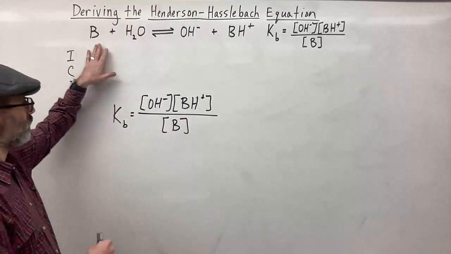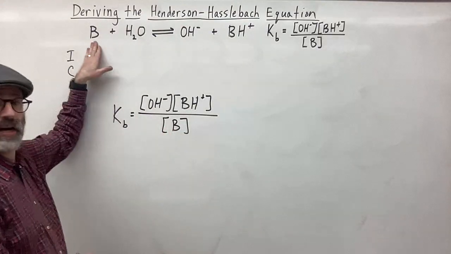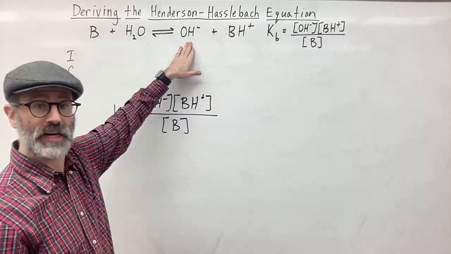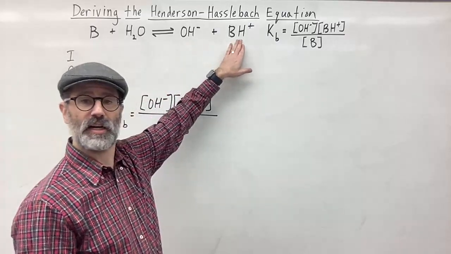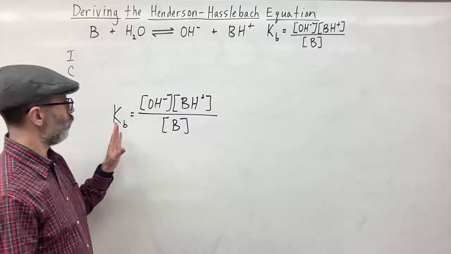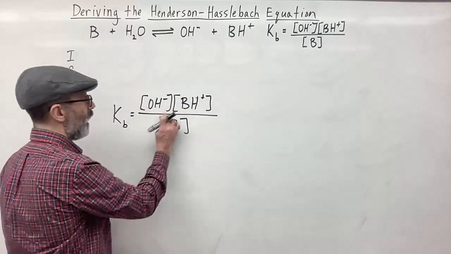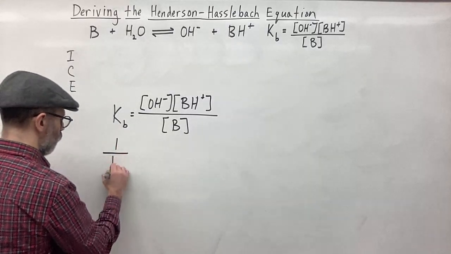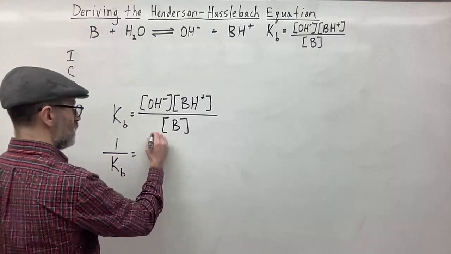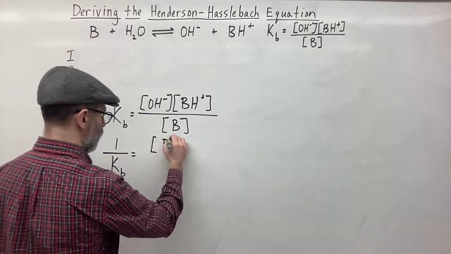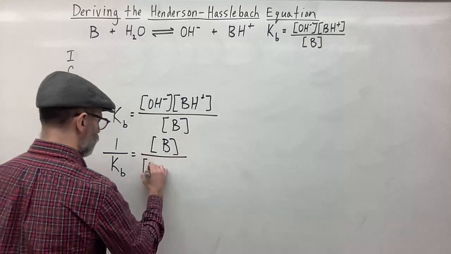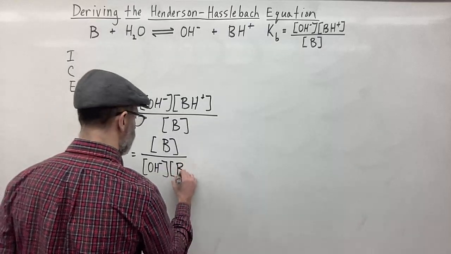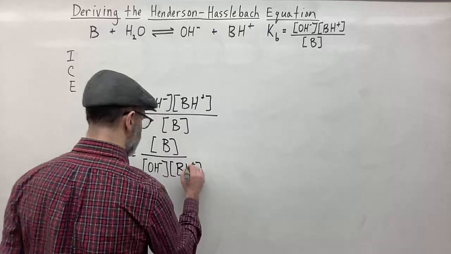And this comes from this equation here, where I have the weak base reacting with water to form the OH minus, the hydroxide ion, and the conjugate acid. Now I'm going to rearrange this because I want the hydroxide concentration on this side. So I'm going to take the reciprocal again: 1 over Kb is equal to the concentration of the weak base over the concentration of the hydroxide ion multiplied by the concentration of the conjugate acid, like so.